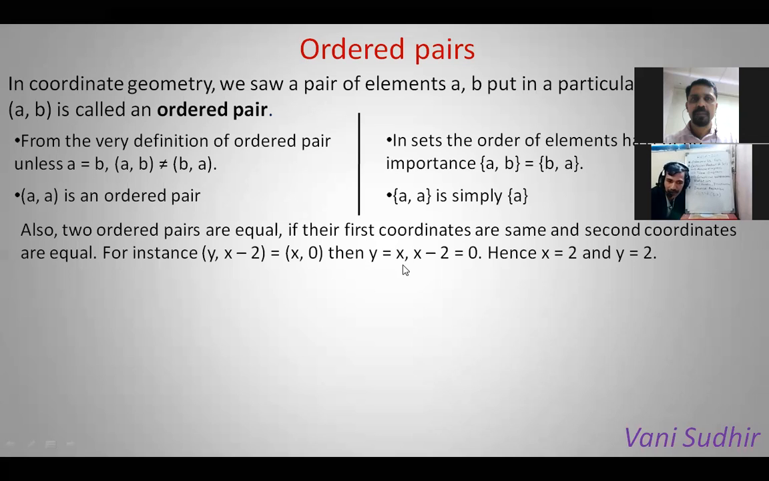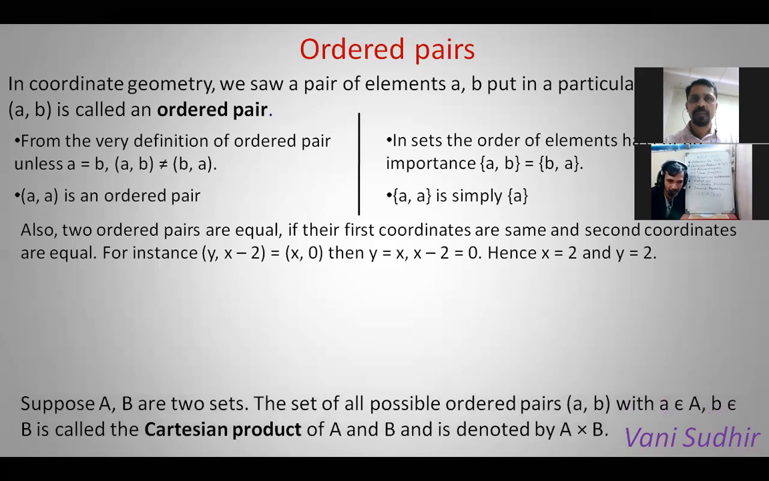If you simplify, x minus 2 is 0 means x is 2, and y is equal to x, so y also is 2. Then only are these two ordered pairs equal. You can use this as a formula and solve some problems.